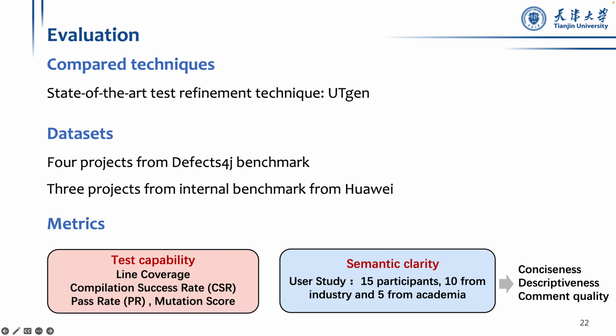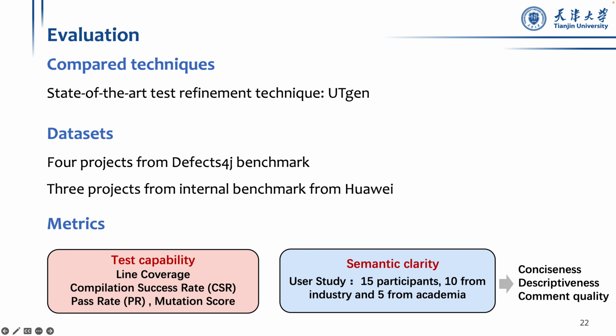To evaluate CLAST, we compared it with UTGen on 4 Defects4J projects and 3 internal Huawei projects. We focused on 2 aspects. First, to ensure the refinement doesn't harm test capability, we measured line coverage, compilation success rate, pass rate, and mutation score. Second, we conducted a user study to assess the semantic clarity. In the study, 15 experienced Java developers, 10 from industry and 5 from academia, averaging 6.8 years of experience, were asked to rank the original and refined tests based on 3 criteria.